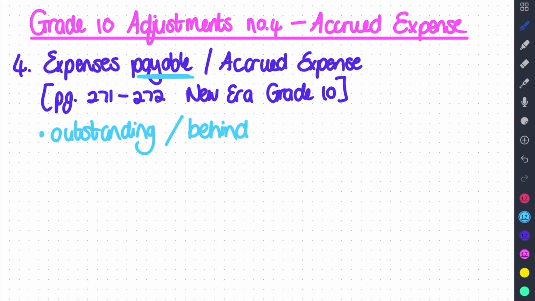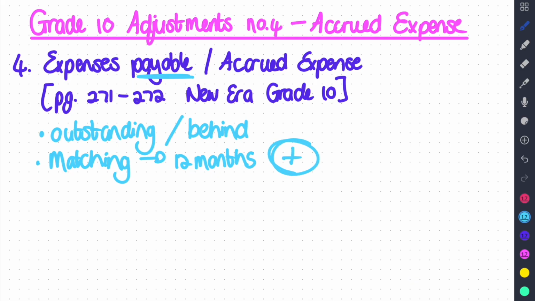Now, we've learned from the matching principle that when we're busy with our financial statements at the end of the year, we need to make sure that our income and expenses represent the past 12 months of transactions. So if I'm behind or outstanding, I'm probably going to have to add this expense in to make it more accurate towards the 12 months rule.